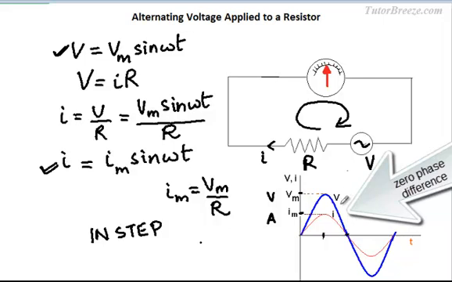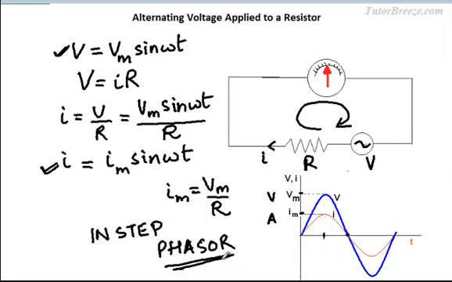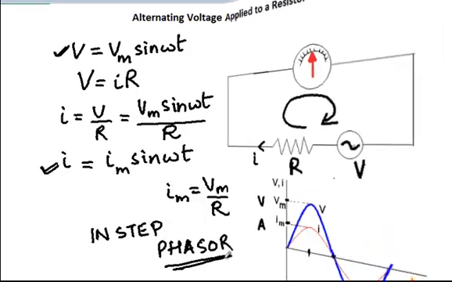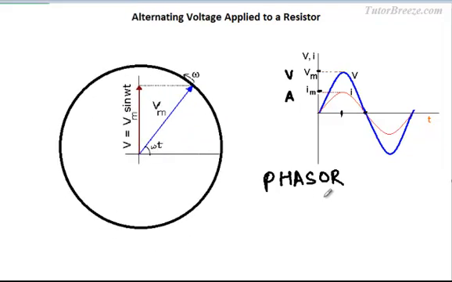Now this relation between current and voltage can also be shown on a phasor diagram, and so we'll just discuss what is a phasor diagram. This is an important concept. A phasor is a vector that is used to represent a wave. Here we have the current and the voltage both varying sinusoidally, and we are going to draw phasors to show both the voltage and the current.